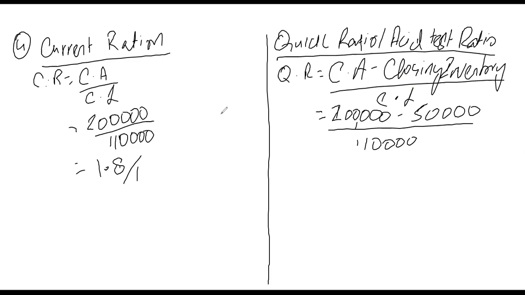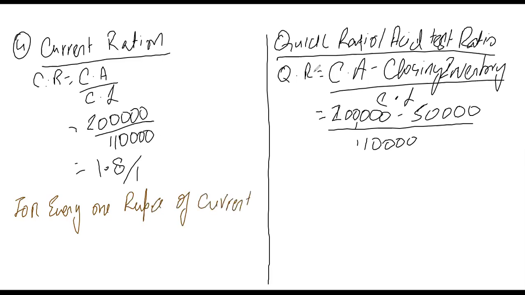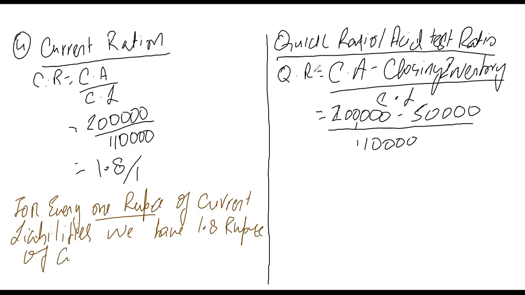If I write the interpretation: for every 1 rupee of current liabilities that we owe to someone else, we have 1.8 rupee of current assets in our company.